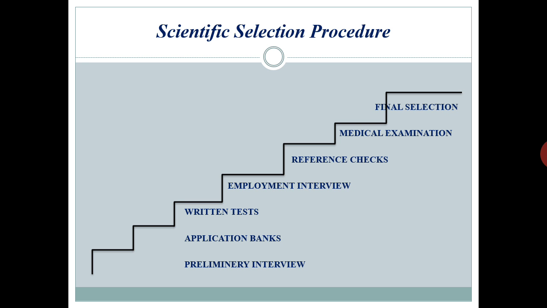And in the scientific selection process, what are all the steps required to select a candidate? First you conduct a preliminary interview, then you offer them an application blank, then conduct some written tests, then conduct a one-to-one employment interview, then check the references. Then do the medical examination of that person. Then if you think that person is suitable for your job, finally select that person, give an appointment letter, and ask that person to join their duties.